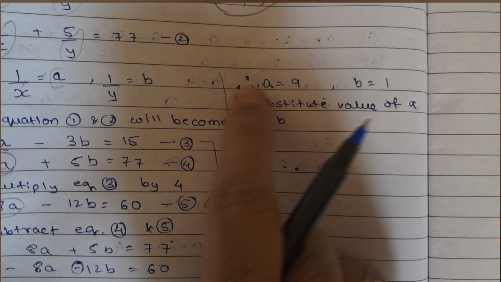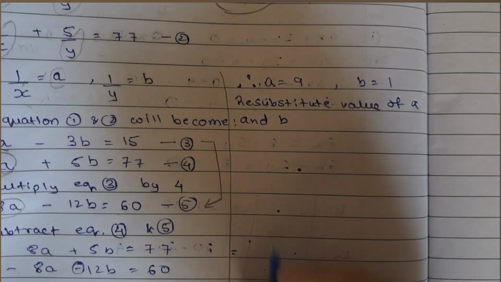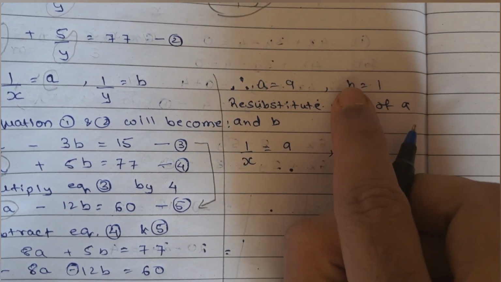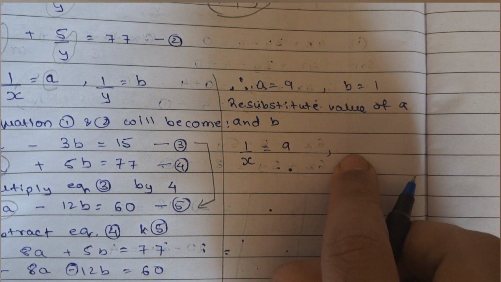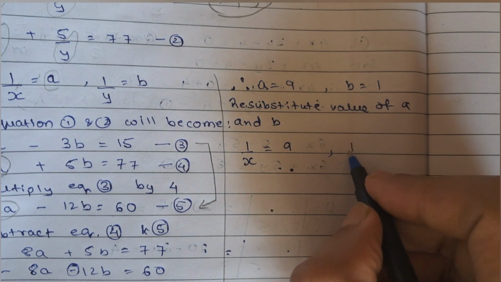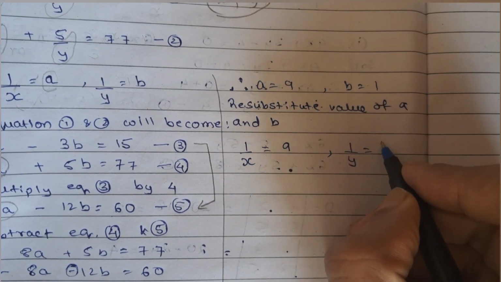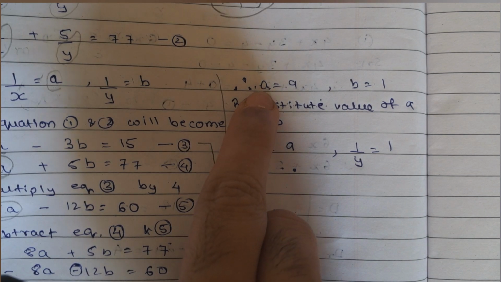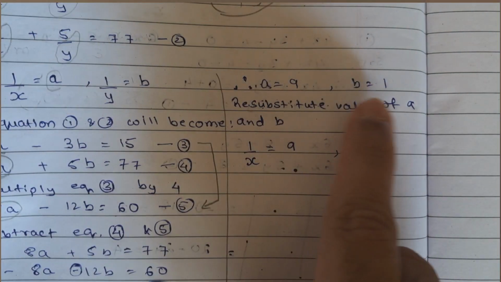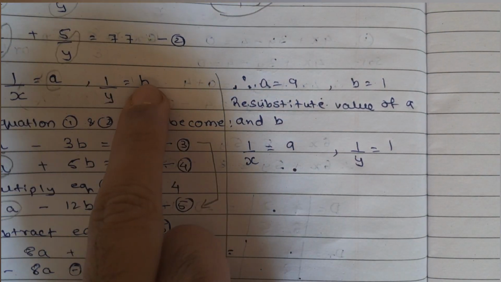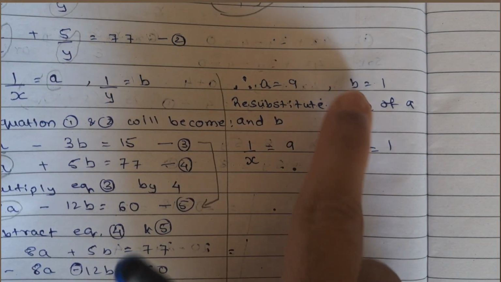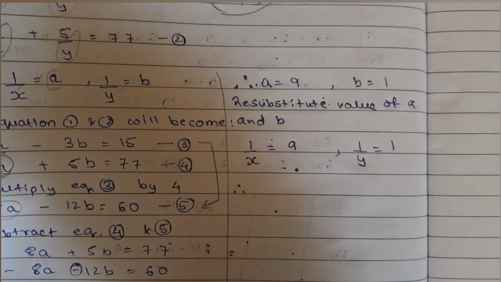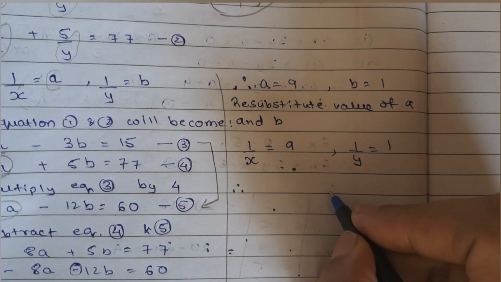That means instead of a, I will again write its own value, which was 1 upon x. So 1 upon x is equal to 9. And instead of b, I will write its value, what it was. B was 1 upon y. So I will write 1 upon y equals 1. So basically these numbers will remain the same. Only what I am doing is, instead of a, I am writing its value, and instead of b, I am writing its value. This b is 1 upon y. I am just writing it over here, b's value over here and a's value over here.